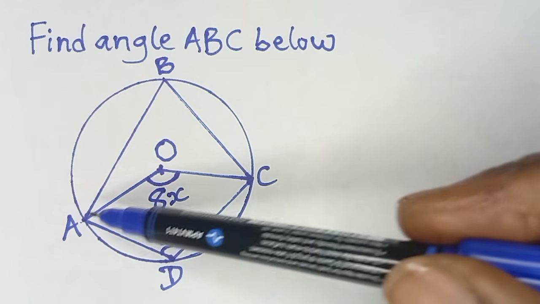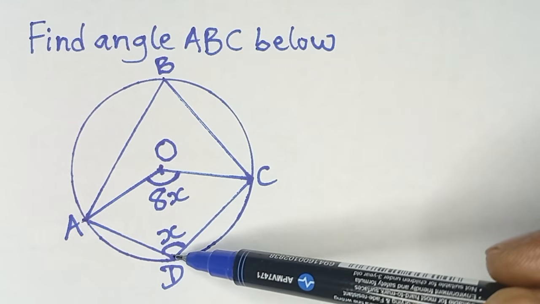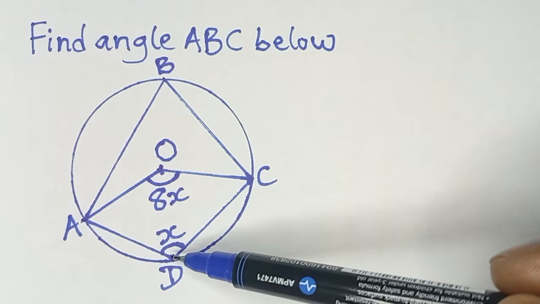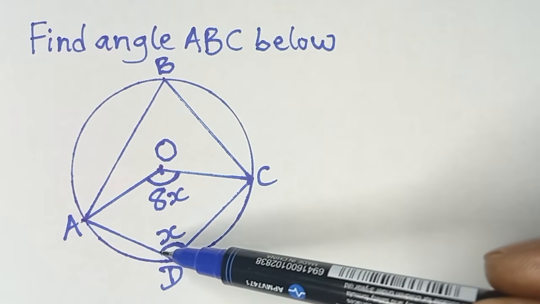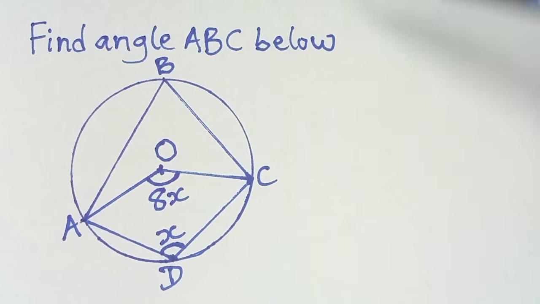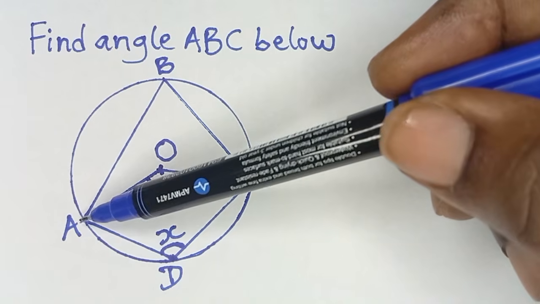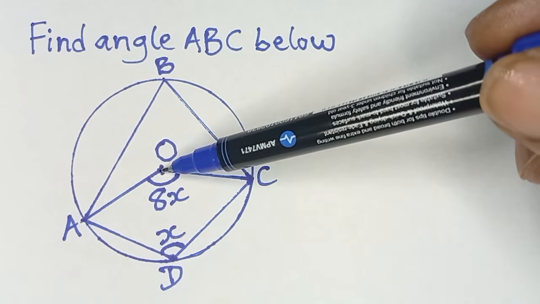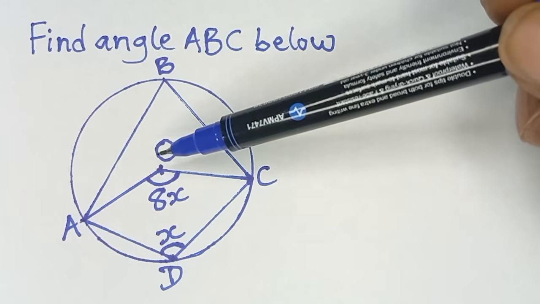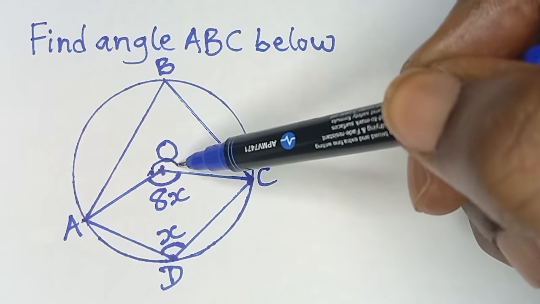If you look at it properly, this line AD is coming to the circumference, and this line CD is also coming to the circumference. Together, the two lines form angle X here. In the same way, from the same points A and C, I have two lines going to the center of the circle, AO, and from C, another CO. And the two of them together form this angle at the center.